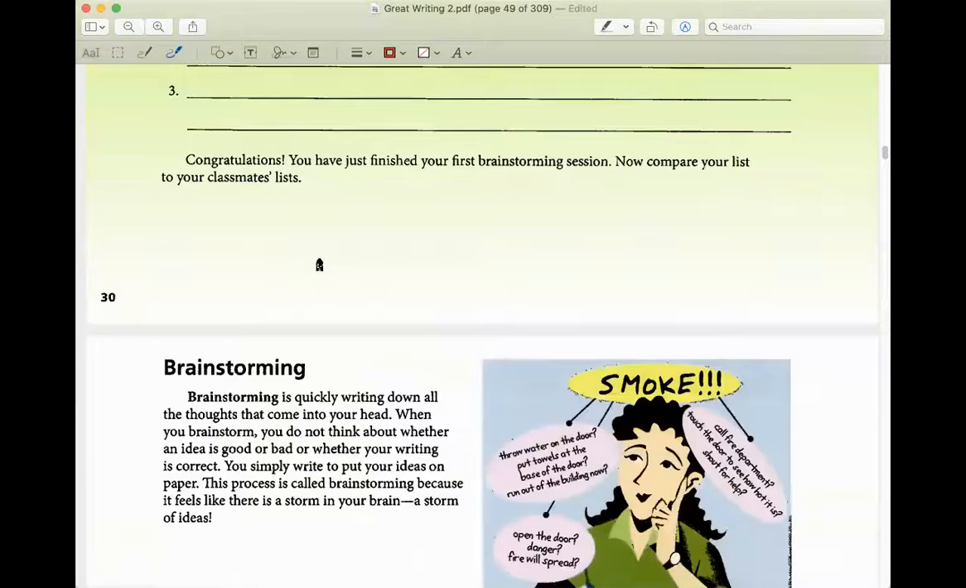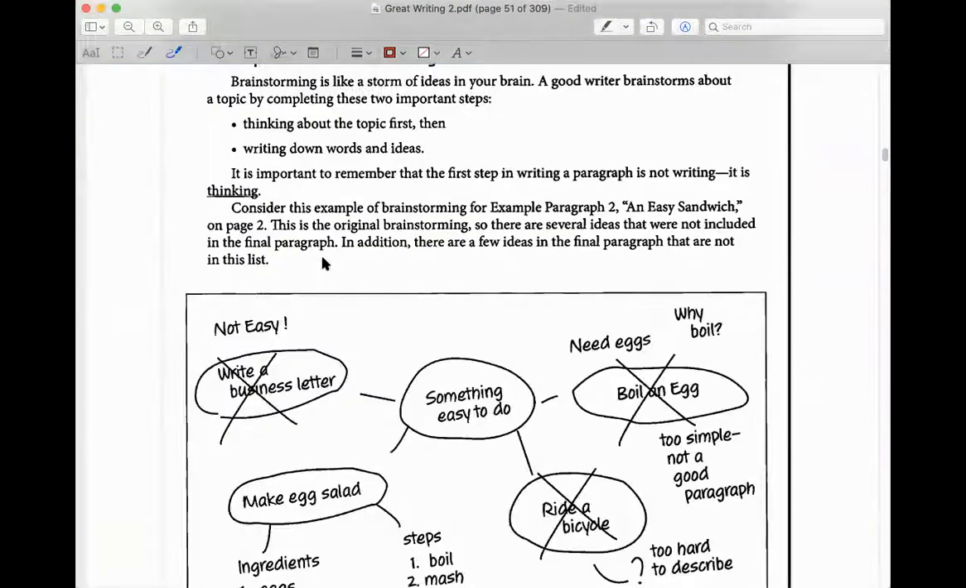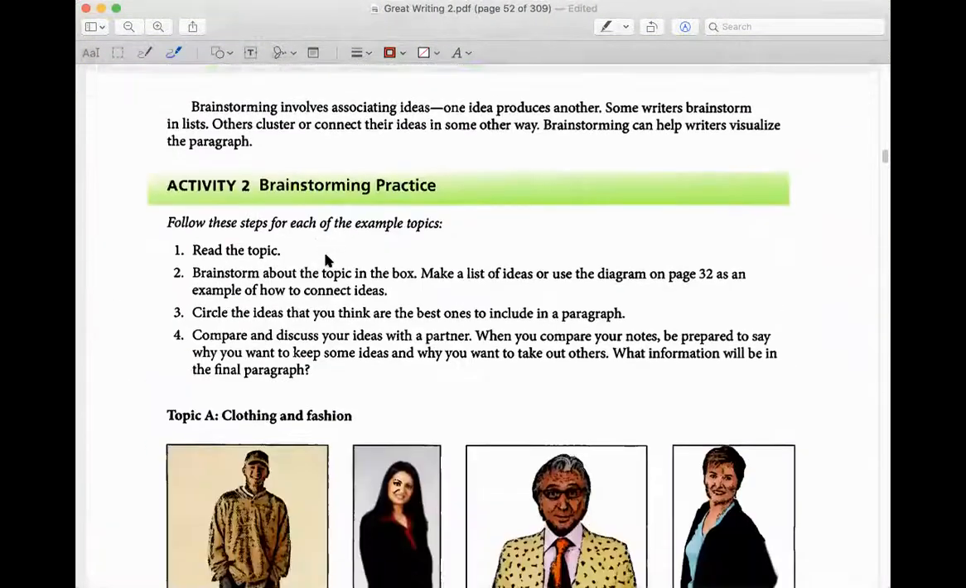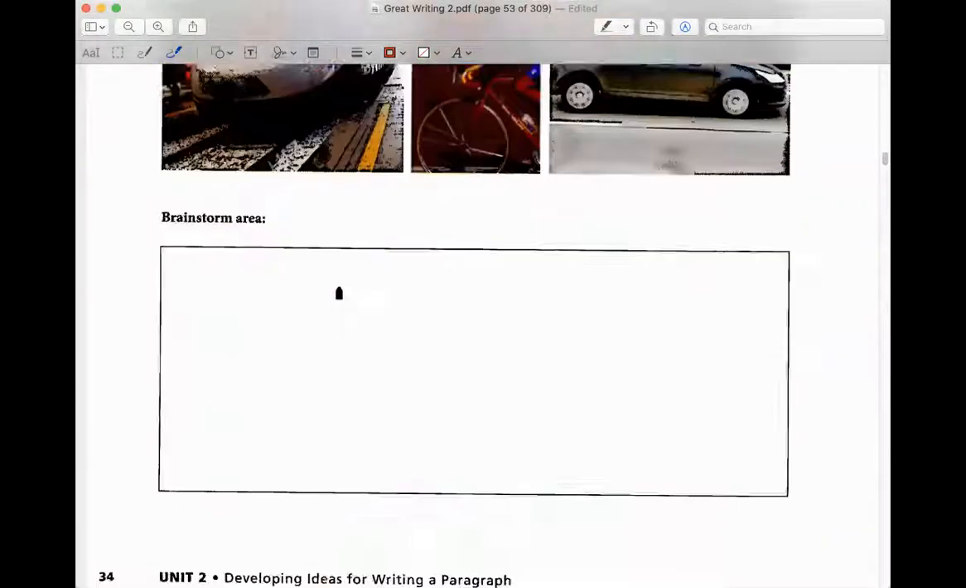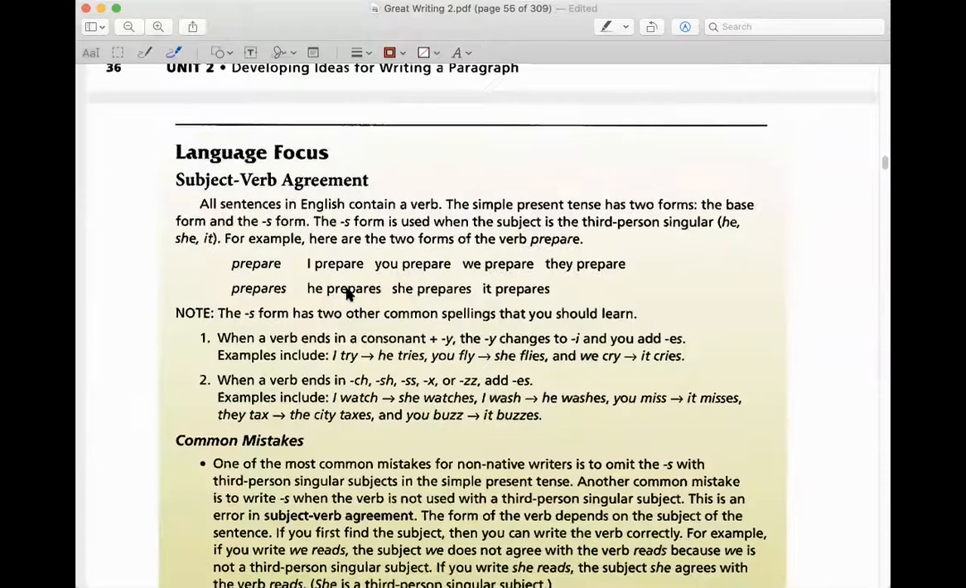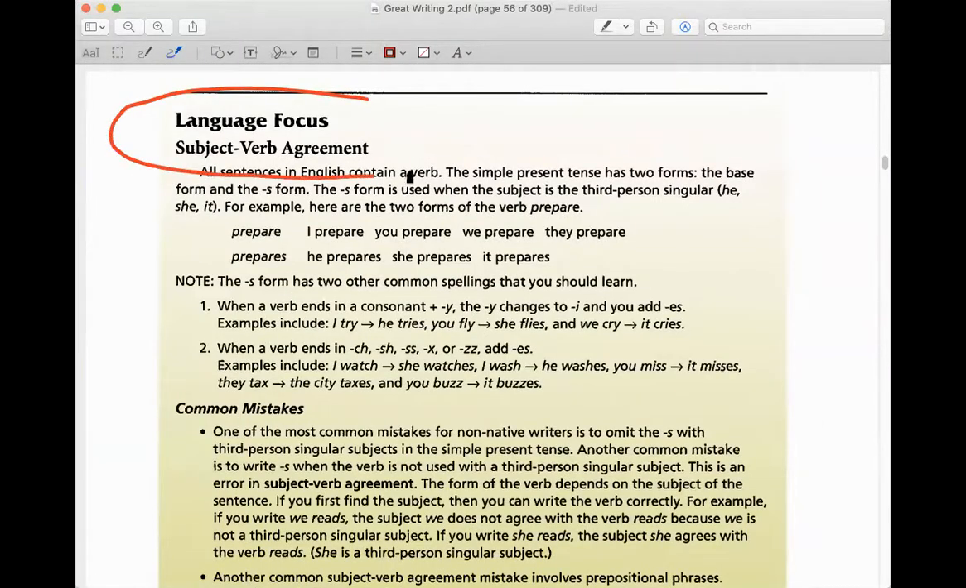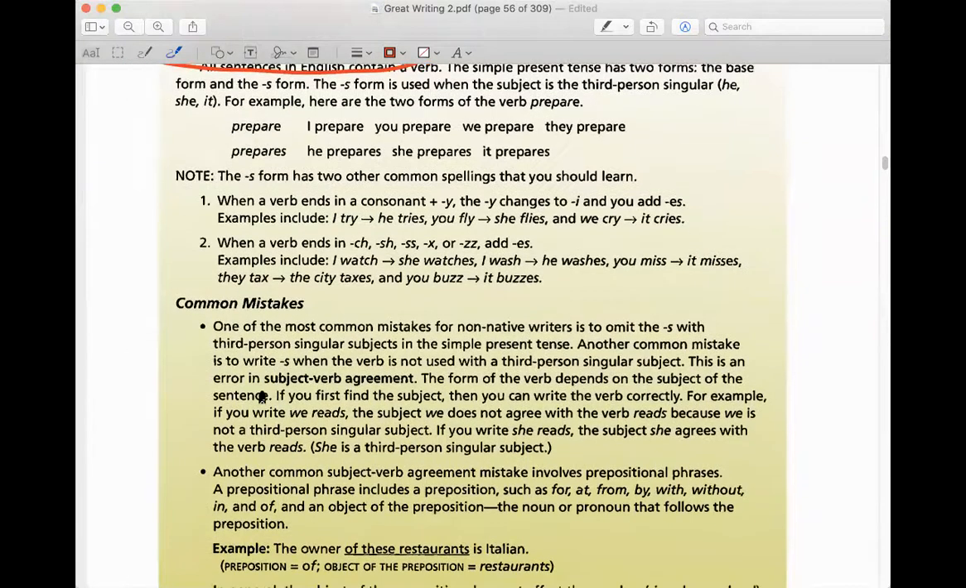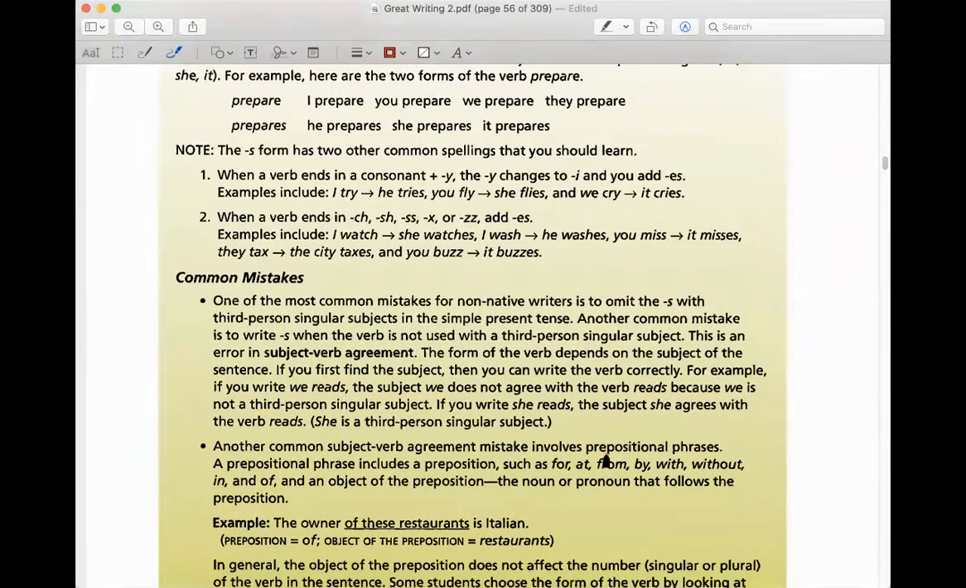In Unit 2, that was about brainstorming. Not a whole lot here. I'm not going to ask you a bunch of stuff about brainstorming. So you can pretty much skip over Unit 2, except this language focus will be important. Subject-verb agreement, right? Make sure your verb agrees with the subject. Okay, and be especially careful about the prepositional phrases. A lot of students got this wrong in the quiz, right?